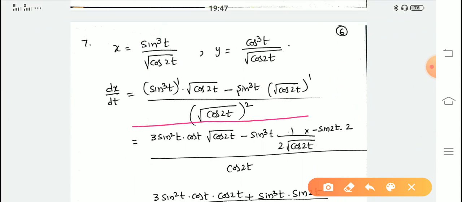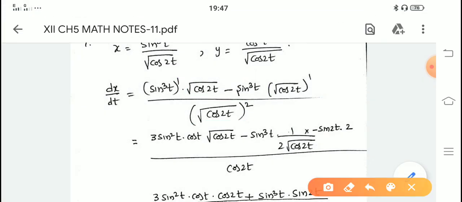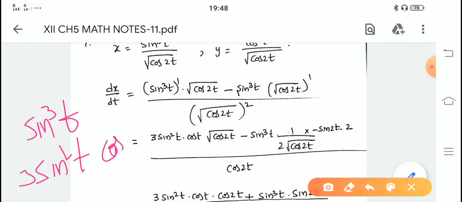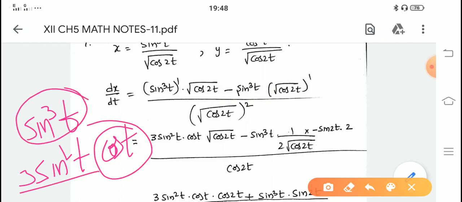X is equal to u by v rule: (sin cube t)' into root cos 2t minus sin cube t into (root cos 2t)', whole by (root cos 2t) whole square. So what is the derivative of sin cube t? Very important. It is 3 sin square t into cos t. Reason? Because the chain rule should be followed. Since it is cube, it is 3 sin square t into the derivative of sin t, which is cos t. That's what I wrote here.